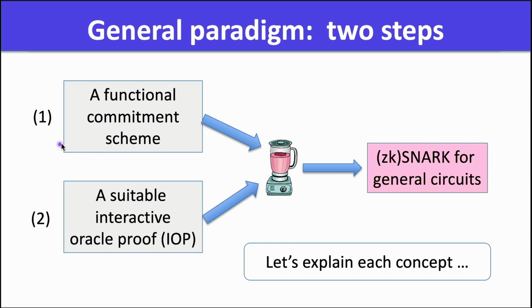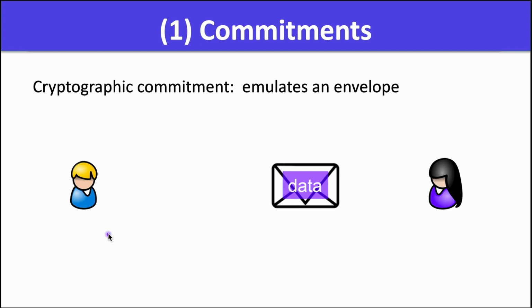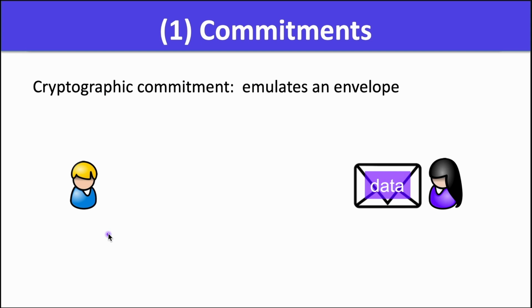Okay, so let's dive right in and explain each concept in turn. We'll start with functional commitment scheme. First, let's review what a cryptographic commitment is. A cryptographic commitment basically emulates a physical world envelope. Imagine Bob wants to commit to some data to Alice. What Bob will do is put his data in an envelope and send the envelope over to Alice. Alice doesn't see what the data is, but she knows that at this point Bob is committed to the data because it's in the envelope and Alice is the one holding the envelope. Later, Bob can open the envelope and reveal the data to Alice, and Alice is assured that the data that was revealed is in fact the data that Bob committed to ahead of time.